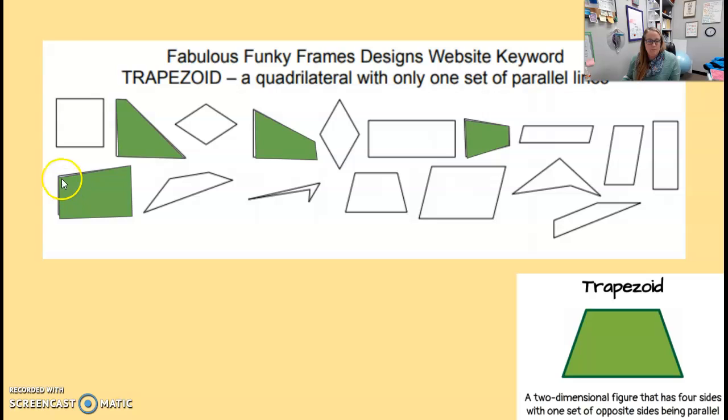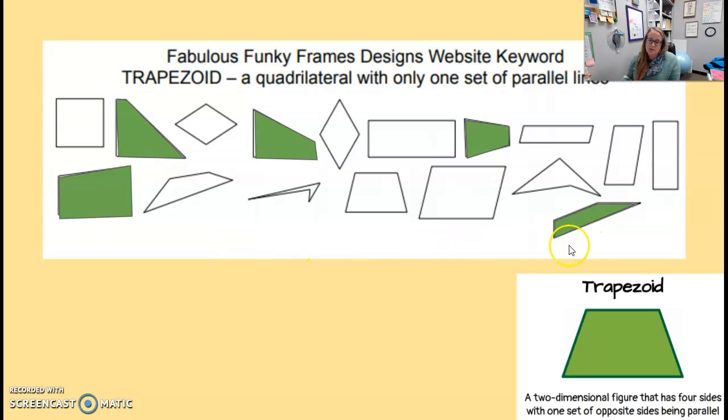Oh, let's look at this one. 1, 2, 3, 4. That works. Are the top and the bottom parallel, or are the sides parallel? Hopefully you said the sides are parallel. The top and the bottom are not parallel. Eventually they're going to touch. All right, let's see if we can find another one.